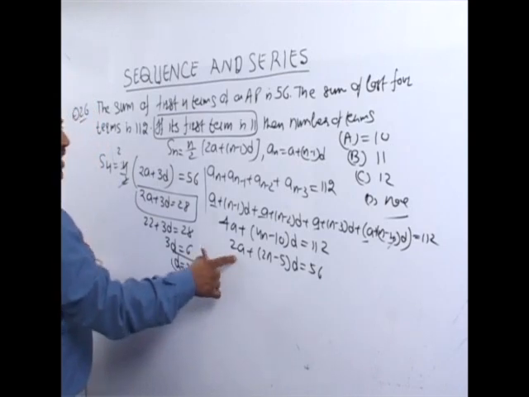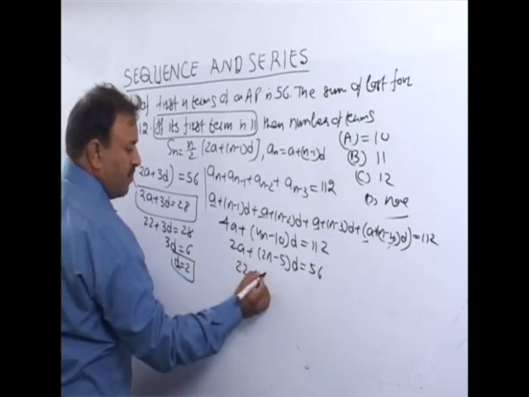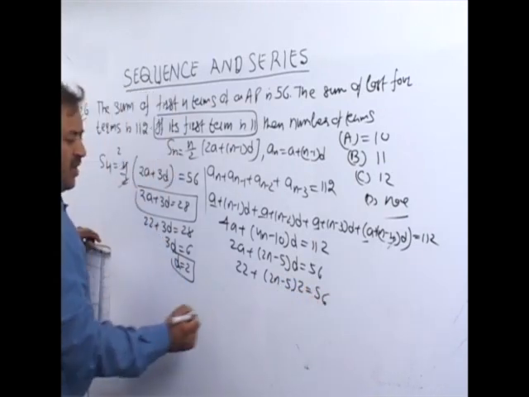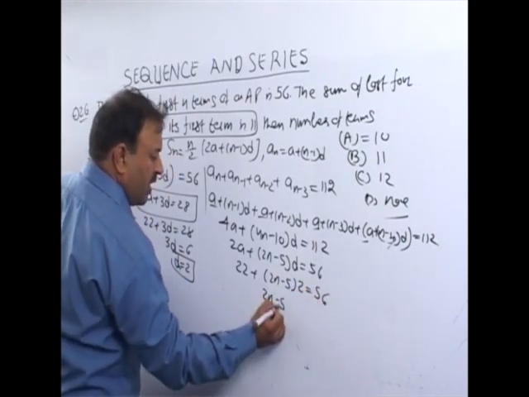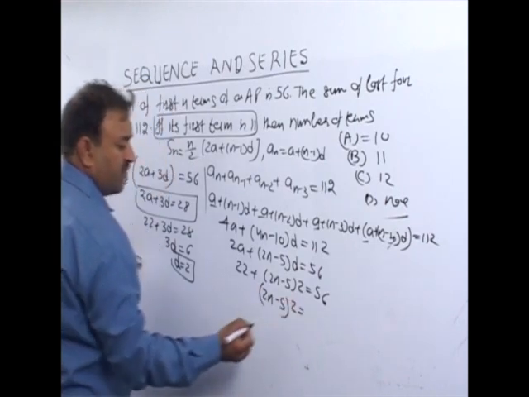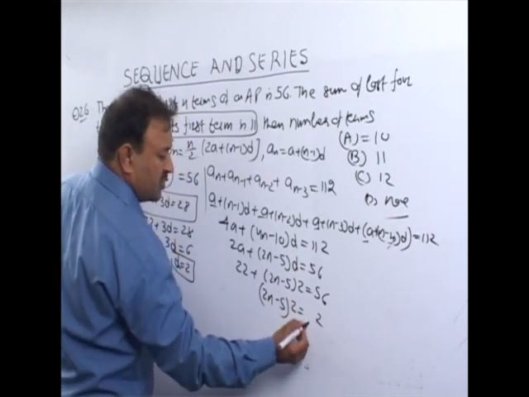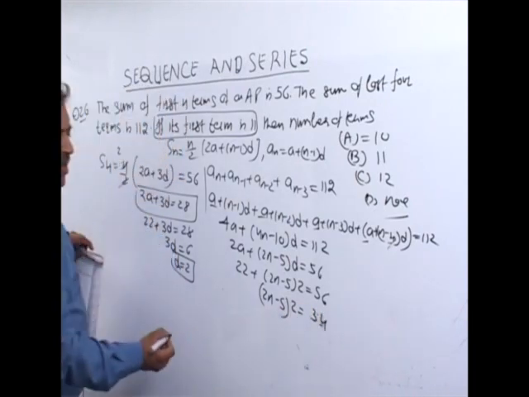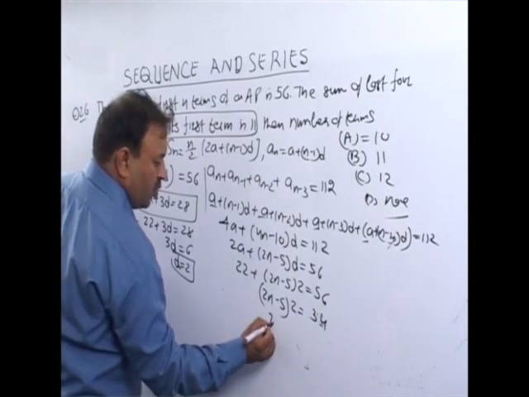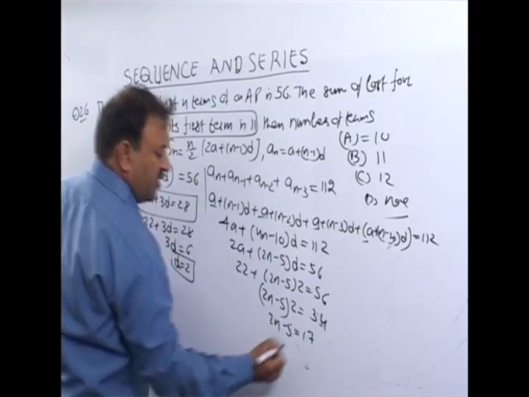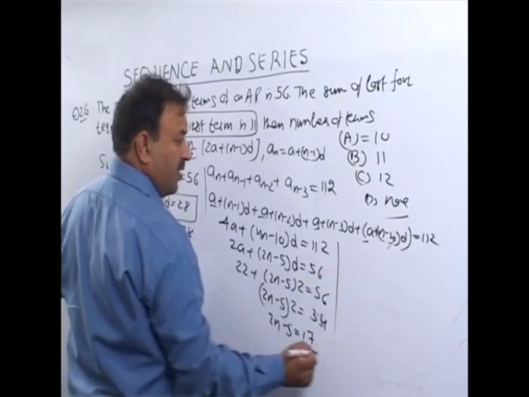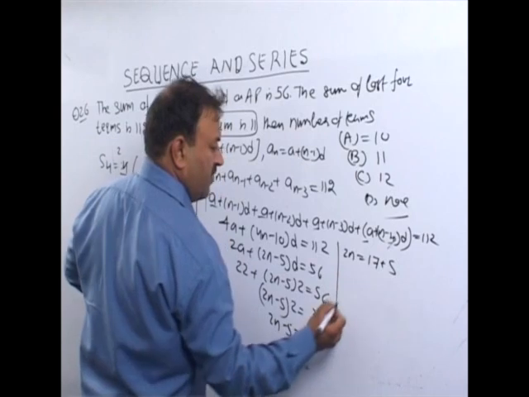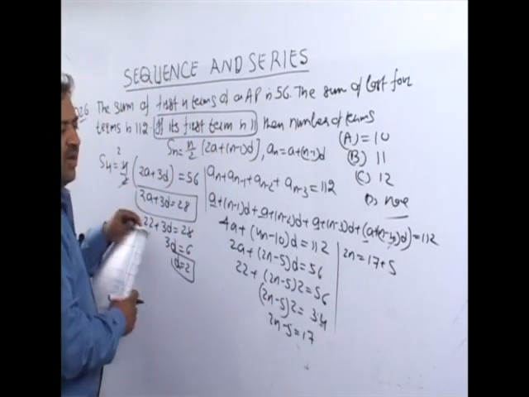Here also, with a as 11, 22 plus (2n minus 5) into 2 is equal to 56. Then (2n minus 5) into 2 is 56 minus 22, which is 34. So 2n minus 5 is equal to 17, and 2n is equal to 17 plus 5. N comes out to be a fraction.